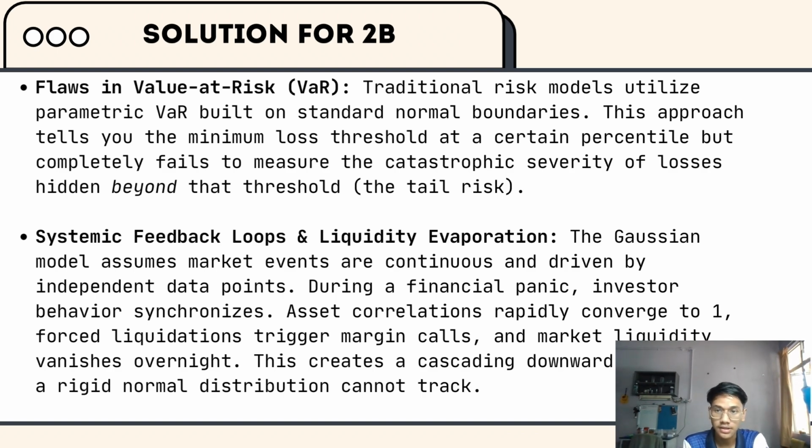And the third one is systemic feedback loops and liquidity evaporation. The Gaussian model assumes market events are continuous and driven by independent data points. During a financial panic, investors' behavior synchronizes. Asset correlation rapidly converges to one, forces liquidation, triggers margin calls, and market liquidity vanishes overnight. This creates a cascading downward spiral that a rigid normal distribution cannot track.